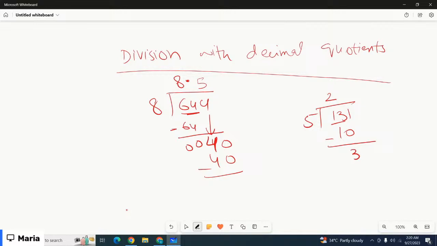You cannot divide 3 by 5. Let's just bring 1 down. So you have to now count 5 until 31. So 5 times 6 is 30. 31 take away 30 is 1.